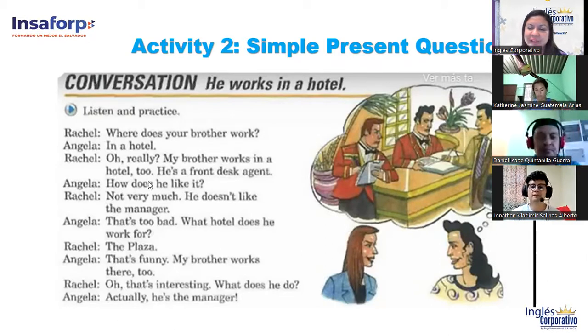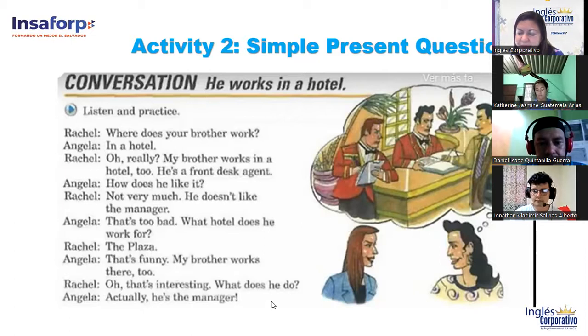So here you can find many question words, information questions. For example, where does your brother work? How does he like it? What hotel does he work for? ¿En qué hotel trabaja? What does he do? Okay. So we can find different WH questions.